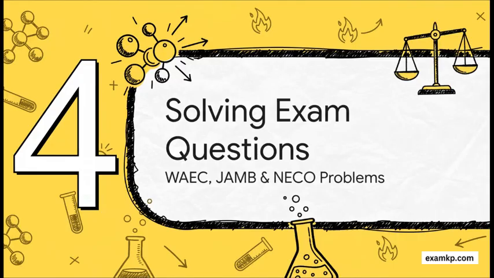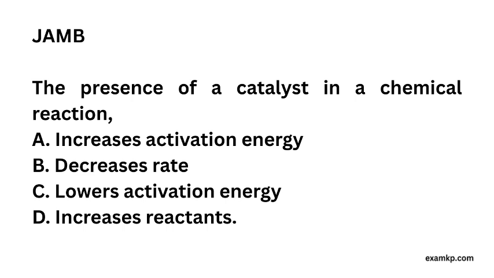Okay, enough theory. Now for the part that really matters, using all this to actually score points on your exams. Let's tackle some real questions you could see. Here we go. A classic JAMB question. What does a catalyst actually do in a reaction? Think back to our rules of speed. Is it making that mountain taller or shorter? Is it slowing things down or speeding them up? The correct answer is C. It lowers the activation energy.